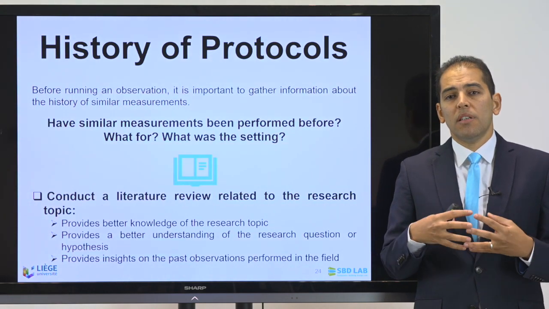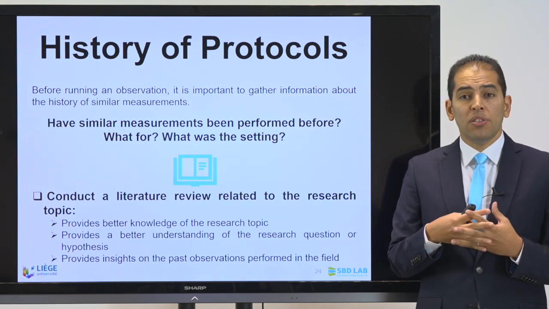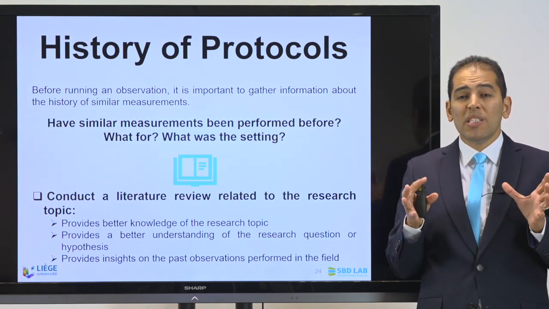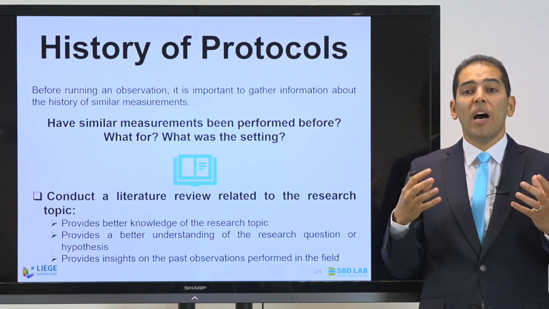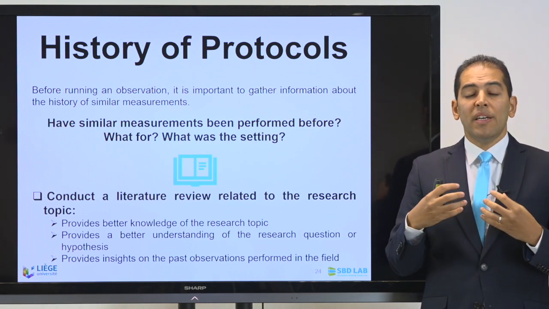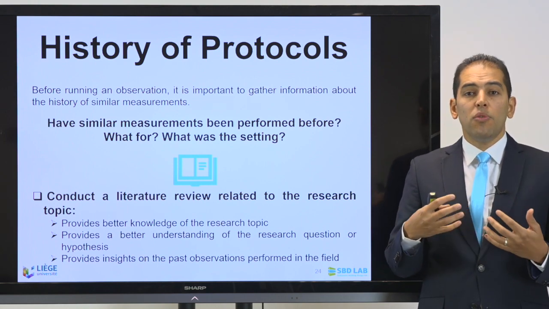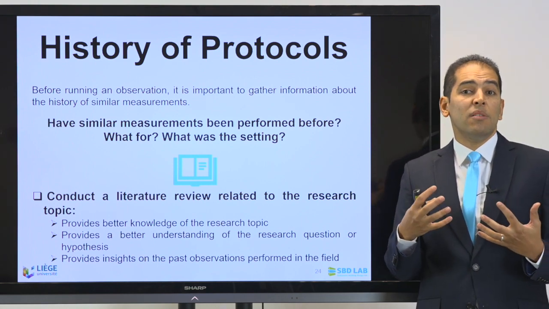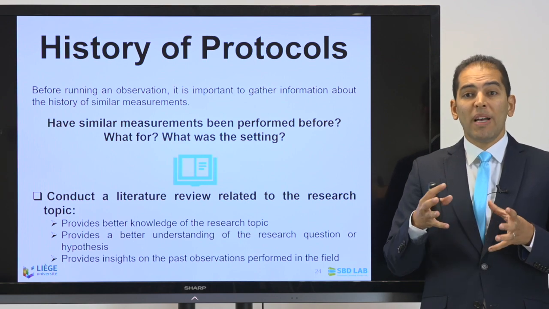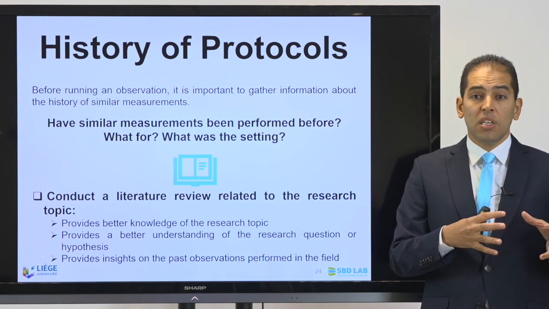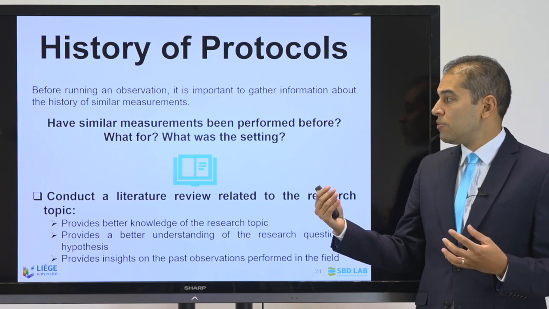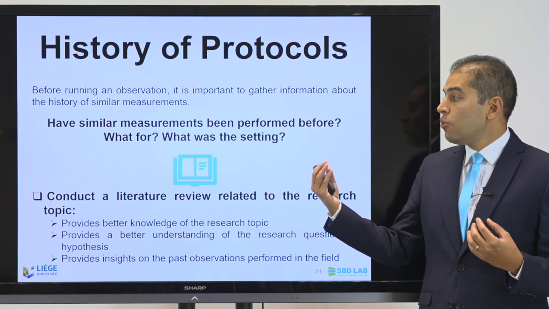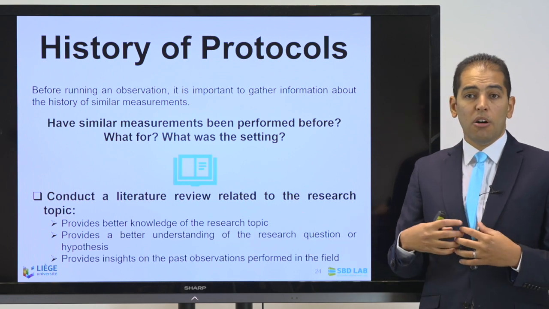Now, when we look at any field or any research domain of investigation, once I'm doing observational research and I'm going to collect data, I need to have a history of protocols from studies before me. So before running an observation, it's important to gather information about the history of similar measurements. Who did such studies before me? How did they collect data? Have similar measurements been performed before or not? What for? What was the setting of these measurements?